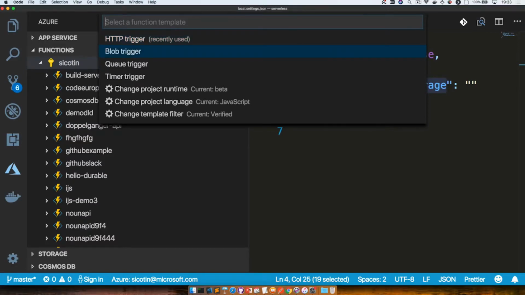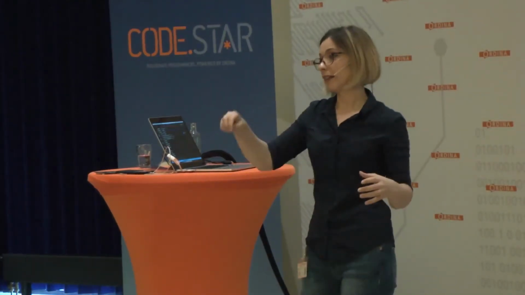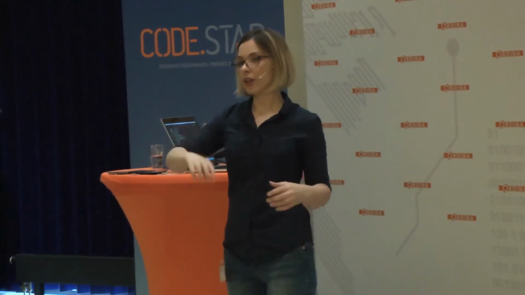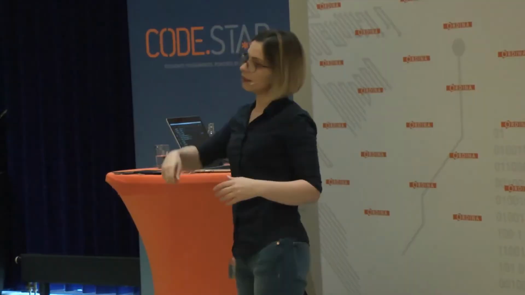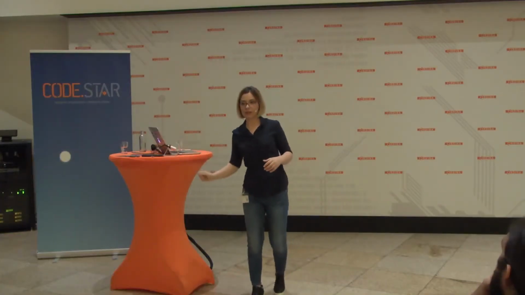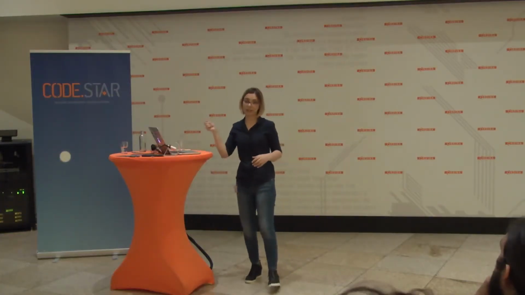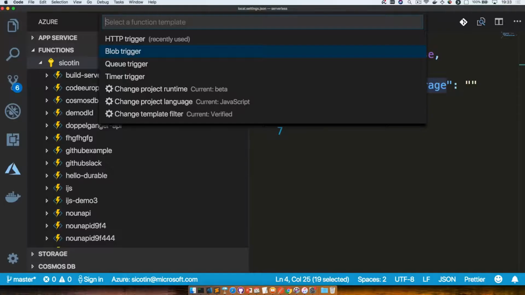I can also create functions that react to a new file that has been uploaded in storage. You can imagine a CSV that has been uploaded and we have to process it. We run code that processes it and then we save data into a database. Queue trigger is the same type of story: a new message is created, let's run some code and do something else.